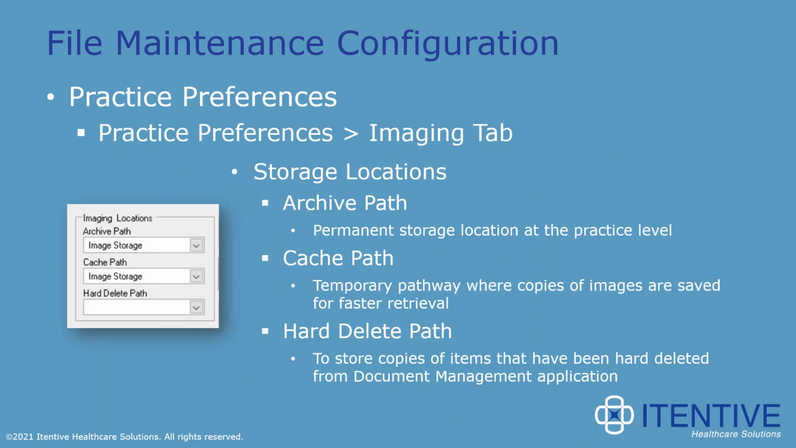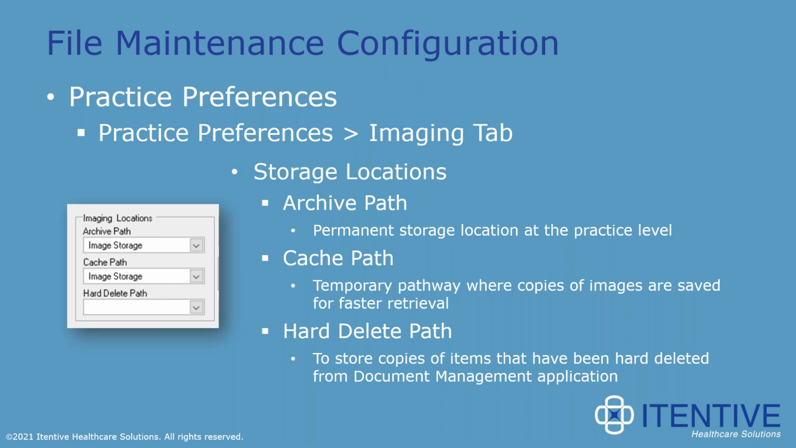So in addition to those enterprise preferences that we just looked at, there are also several settings at the practice level. All of these preferences can be found on our imaging tab in practice preferences. The first preference here is a really important piece of configuration, and that is setting up your imaging locations. This is where your practice can apply those image paths.